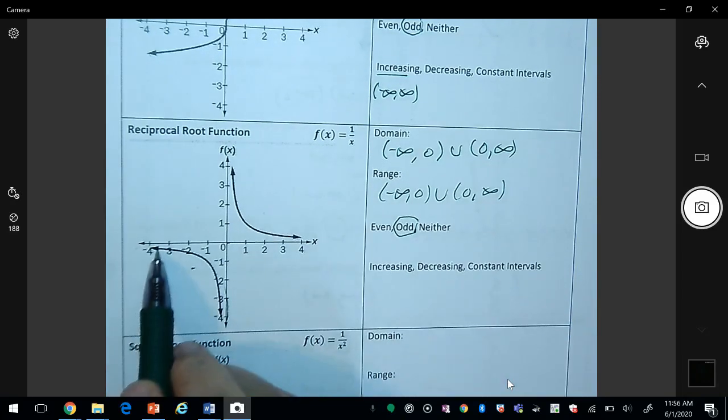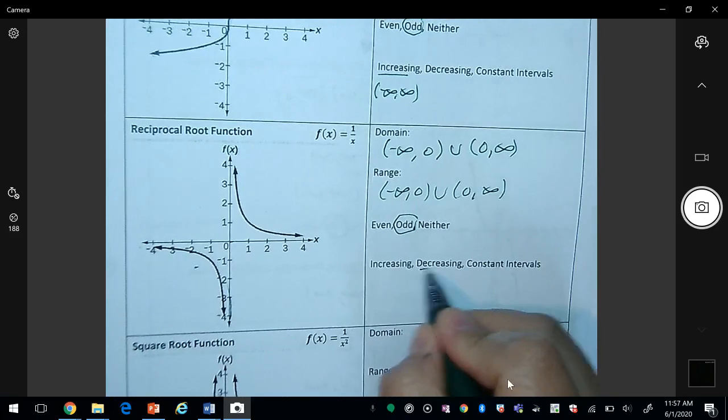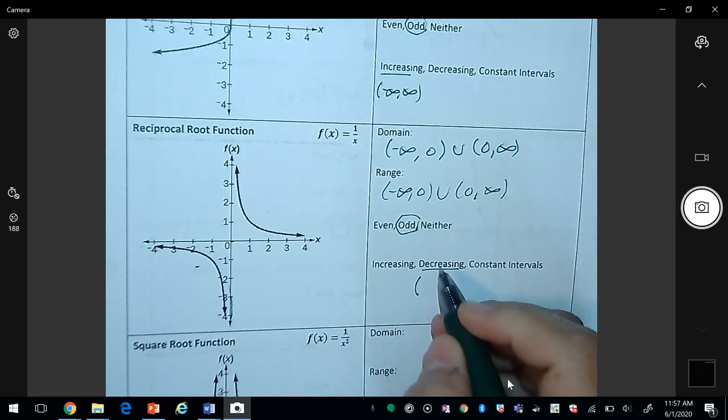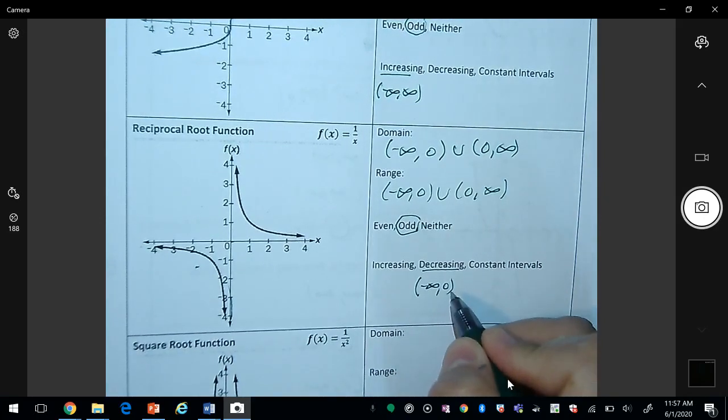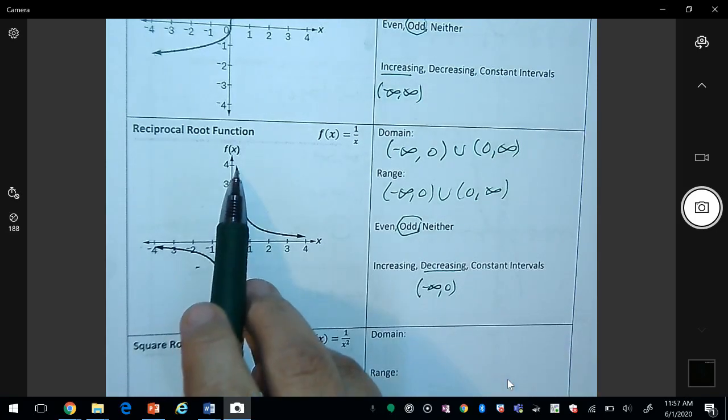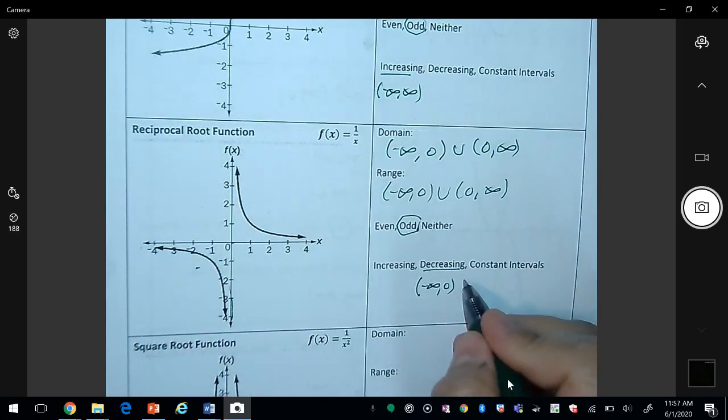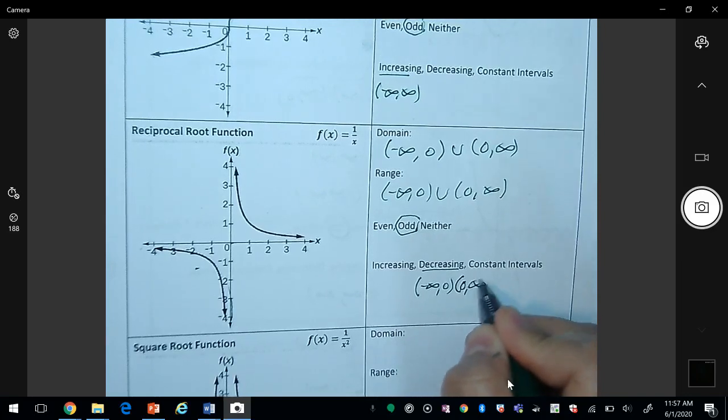Then we have that the graph here is decreasing from negative infinity to 0. And then the graph is also decreasing from 0 to infinity.